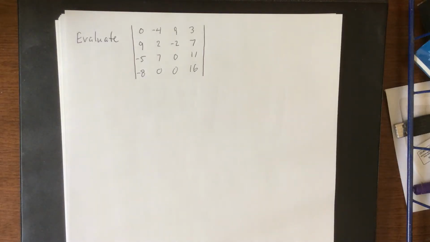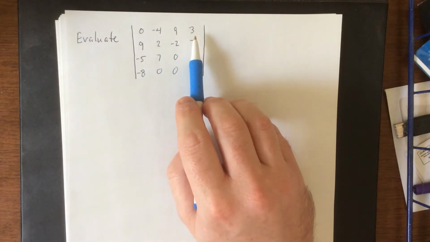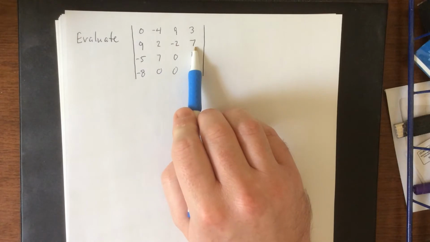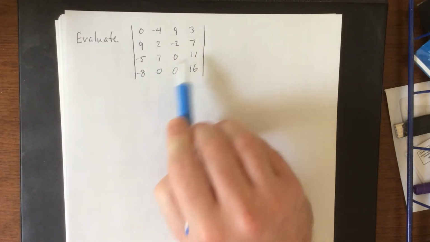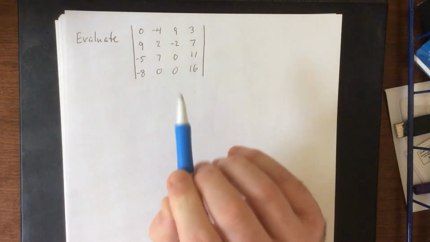In this example, we are going to be using some elementary row operations and elementary column operations to assist us with evaluating the determinant of this 4 by 4 matrix. So, first row of this 4 by 4 is 0, -4, 9, 3. Second row is 9, 2, -2, 7. Third row is -5, 7, 0, 11. And the fourth row is -8, 0, 0, 16.